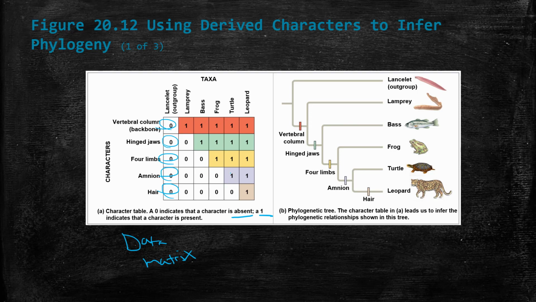You can see how this is put together, and you can use this information to draw a tree and then to label where the ancestor likely was that first evolved these traits and how it passed them on to its descendants. Okay? It's a way for you to do that.